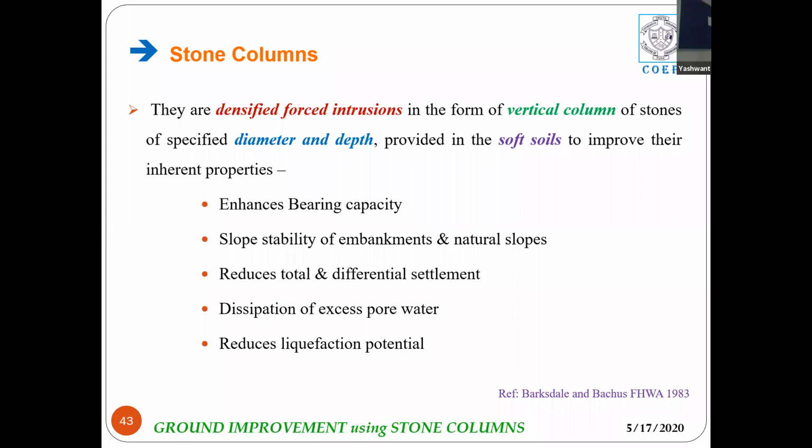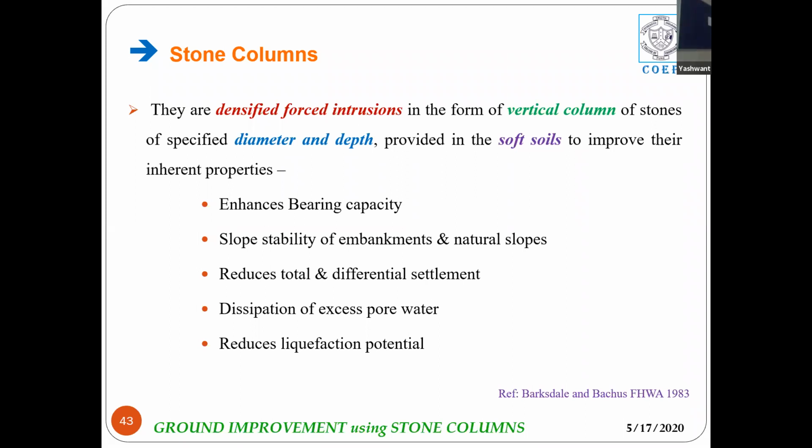Now here what is done? With the help of a probe, holes are drilled, the soil is taken out, and this hole is again filled with a stronger material with greater strength, that is aggregates and nothing else. No other admixture is added in case of stone columns, only aggregates of different sizes depending upon the method that we are going to adopt, whether it is a wet method or a dry method.